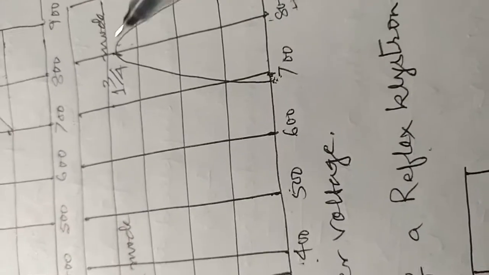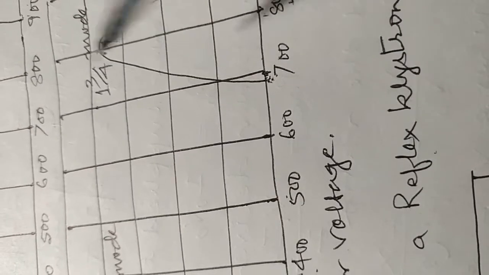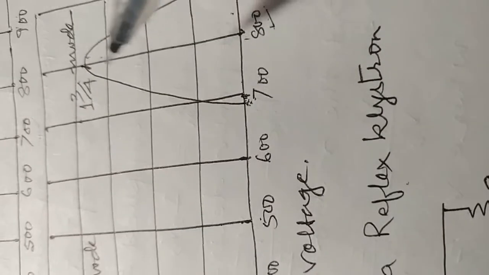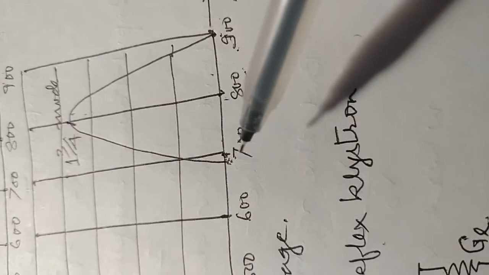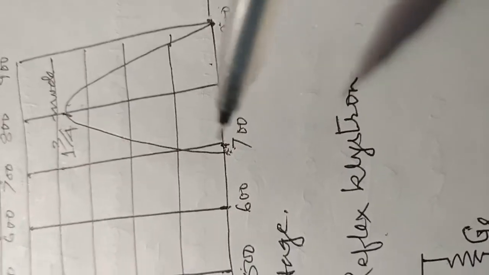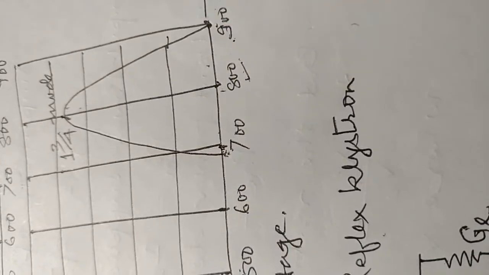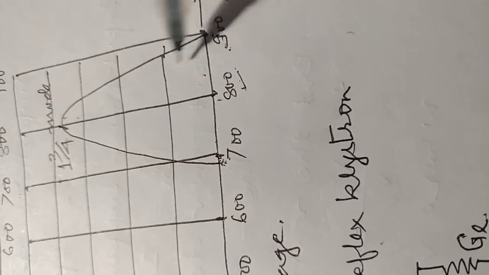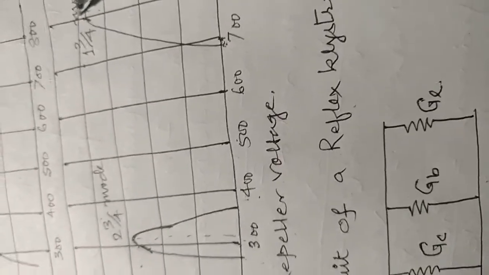In the second mode, small n is equal to 2, that time we are having the 1 and 3/4 mode, and as we have seen the bunching, where the maximum bunching is taking place here, when the repeller voltage is changed from 700 volt to 800 volt, that time the power is increasing, whereas when we go above this 800 volt, from 800 to 900 volt, that time the power gets decreased. So it reaches maximum around 400 milliwatt.